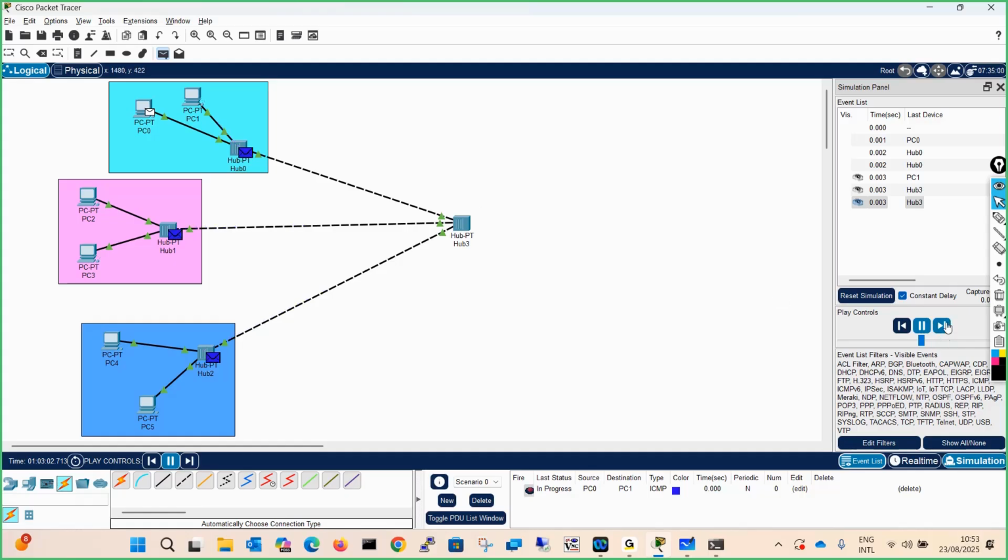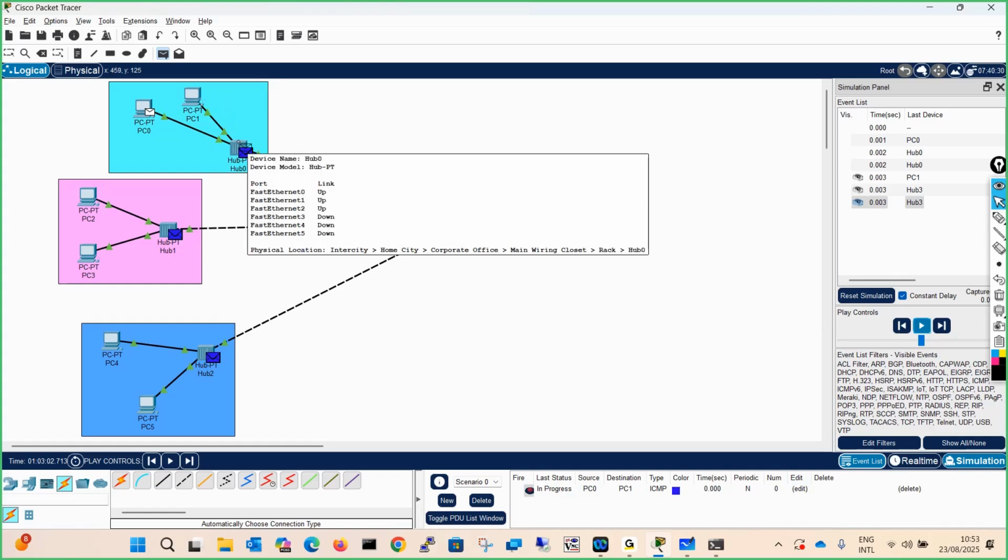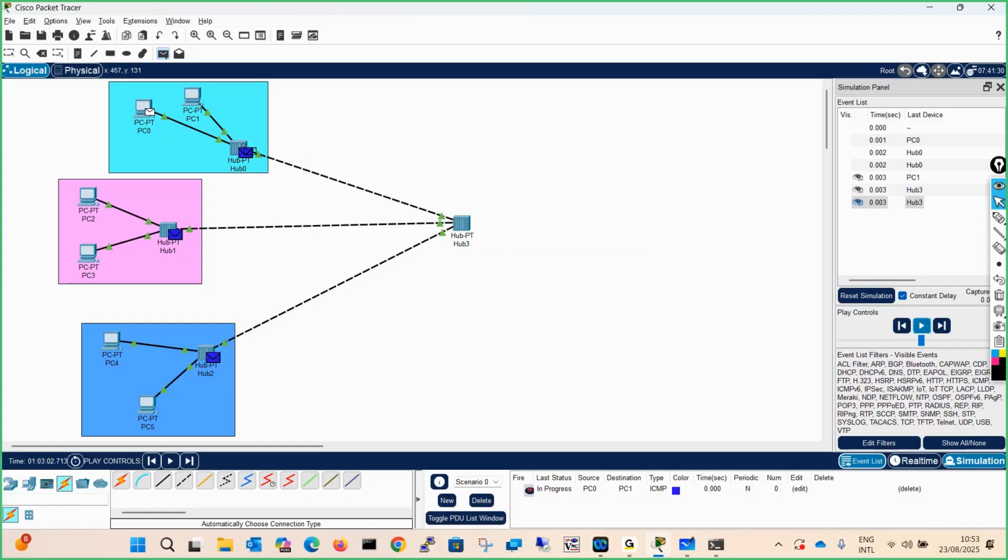Now one thing you will observe is, see, when PC0 was communicating to PC1, this is communicating through this hub. But you can see that when the broadcast comes to hub 0, it is sent to all the hubs. It is sent to this hub. You can see the broadcast is sent over here, then the broadcast is sent over here also, which means that hub is a single broadcast domain device.